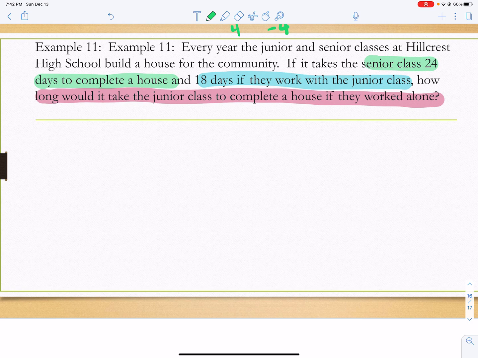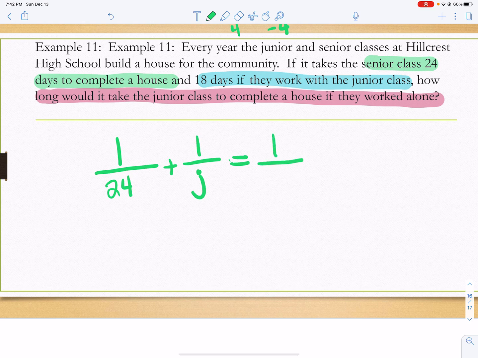So we don't know the junior class's rate, but we know the senior class is building one house in 24 days. And we know the junior class is building one house in J days, because that's my junior class. And we know that together, when you add those two things together, they're completing one house together in 18 days.